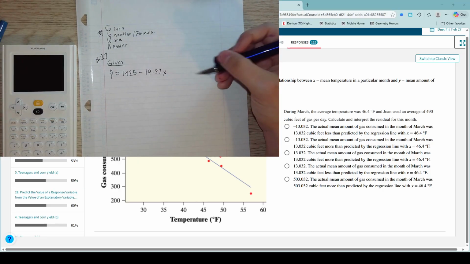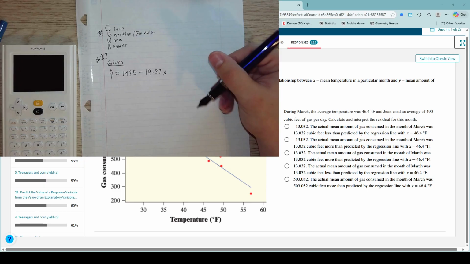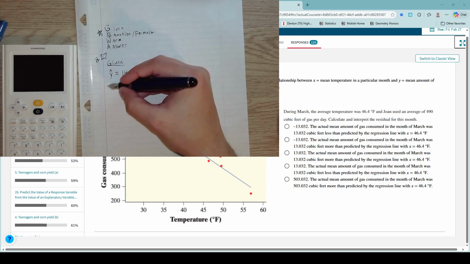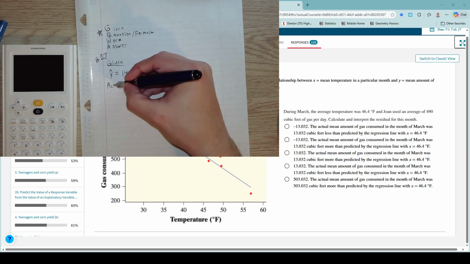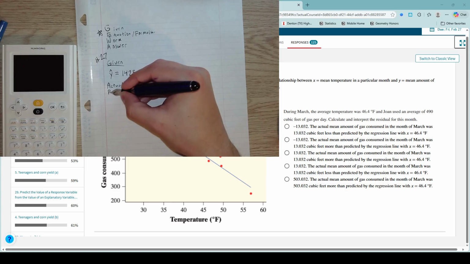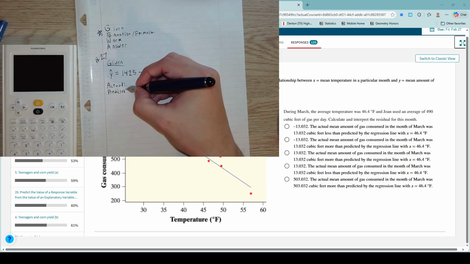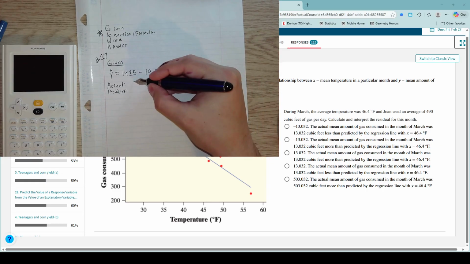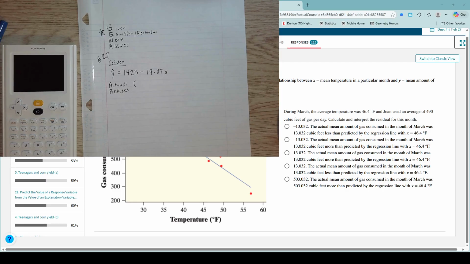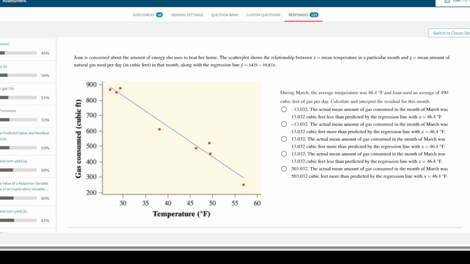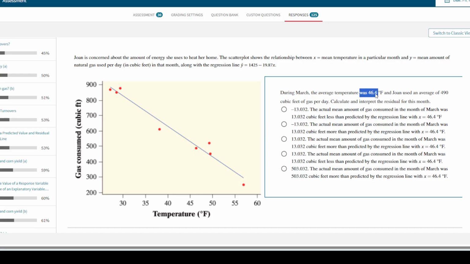Okay, we're given the equation of the regression line. What else are we given? Well, this is a Residual problem, so hopefully we're given 2 points. Hopefully we have an actual point, and we also have a predicted point that we are looking for. Okay, so first of all, let's look for the actual. If we look back in this problem, we see that the average temperature was actually 46.4 degrees Fahrenheit, and Joanne used an average of 490 cubic feet of gas per day. Okay, this is what actually happened.